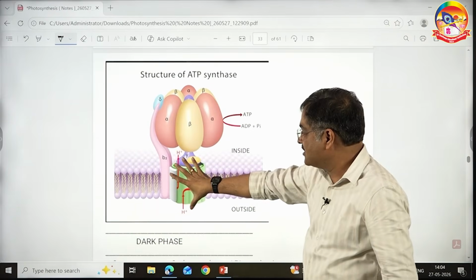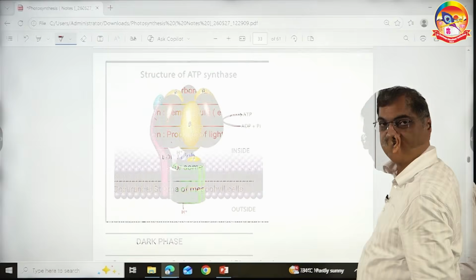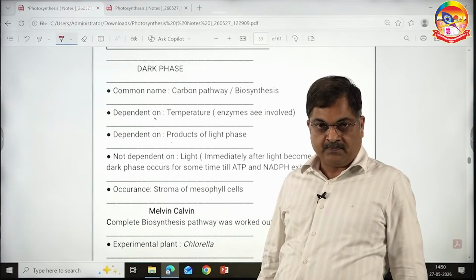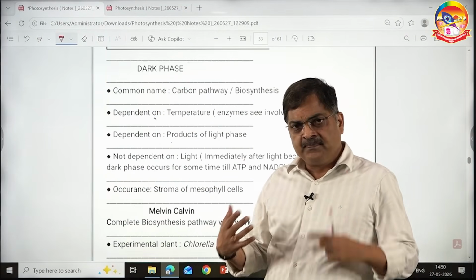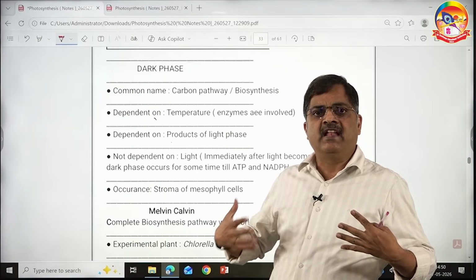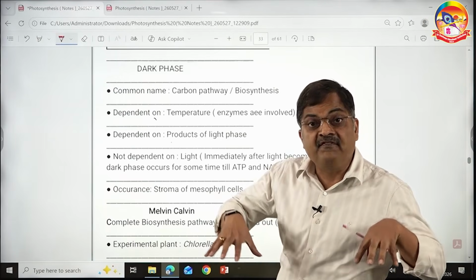This is a nice diagram. This is CF0 and this is CF1. Here we see the production of glucose. Then what we did in the light phase is to synthesize ATP and NADPH2, because they are needed for the dark phase.